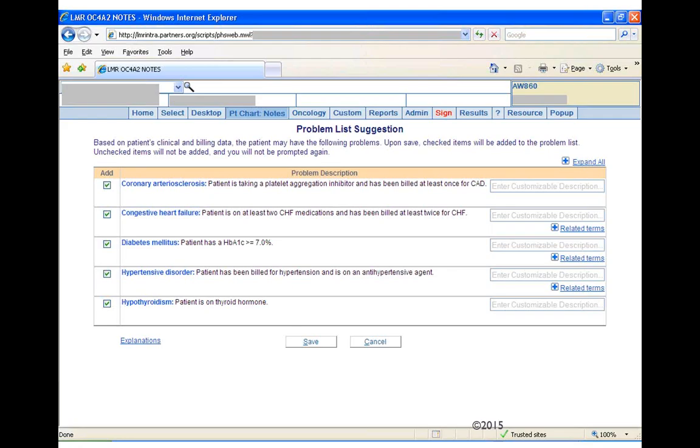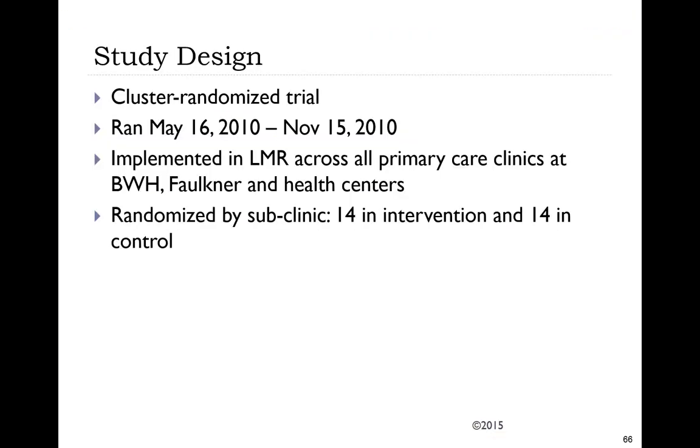We wouldn't make this prompt again, and then they could also just close the window or hit cancel or get out of the alert. In that case, we would wait and prompt them again the next time that they saved a note for that patient, but we'd give them a break for a while because they didn't want to deal with it at that point.